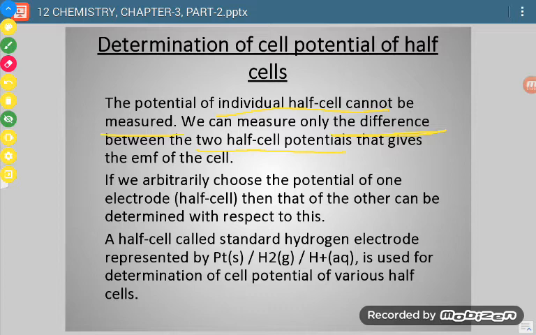Now a half cell called the standard hydrogen electrode, which is represented by this, is used for determining the cell potential of various half cells. Half cell, you know what is a half cell? When a certain metal rod is dipped in a solution of its own ions, then it is termed a half cell. So this is how we are going to use SHE.